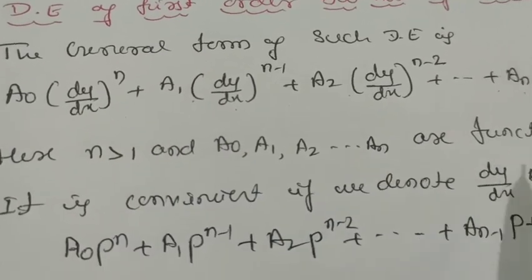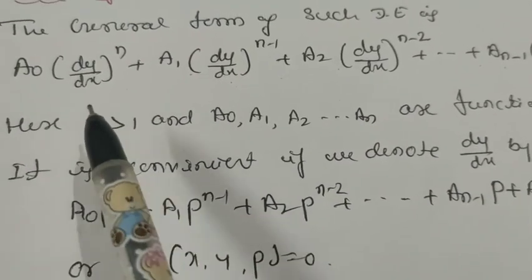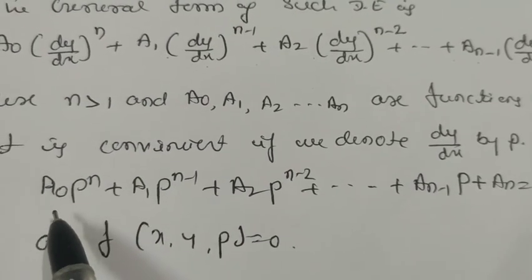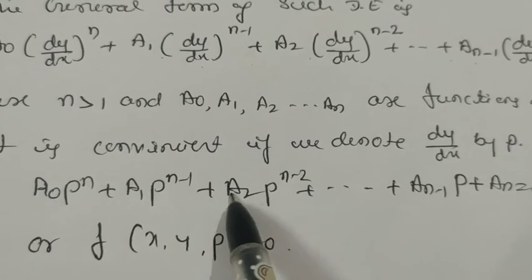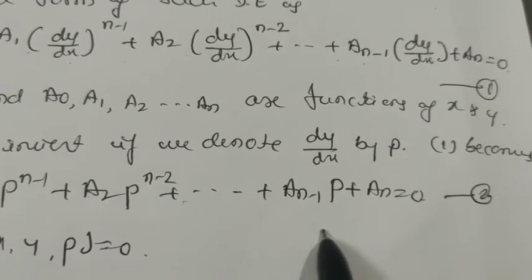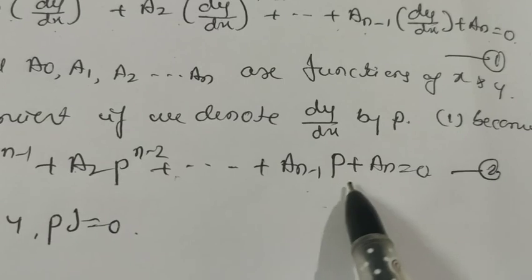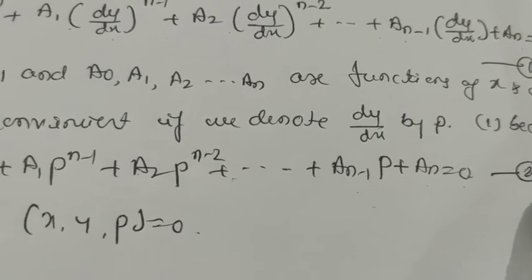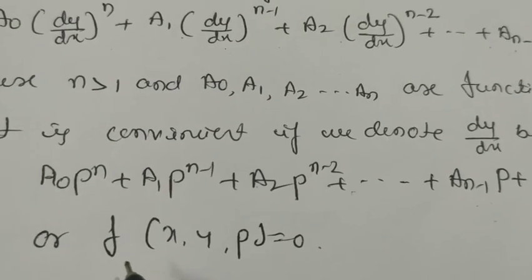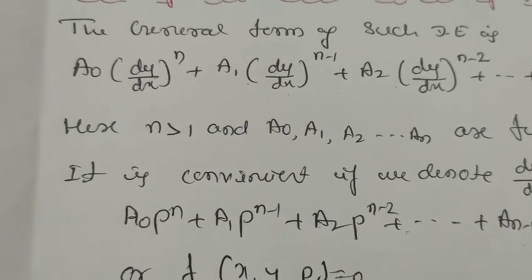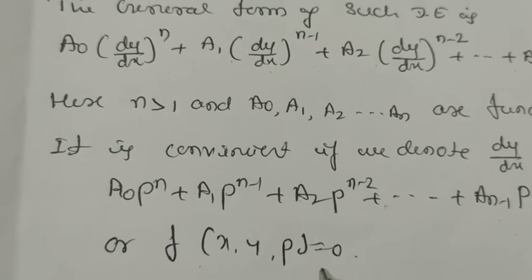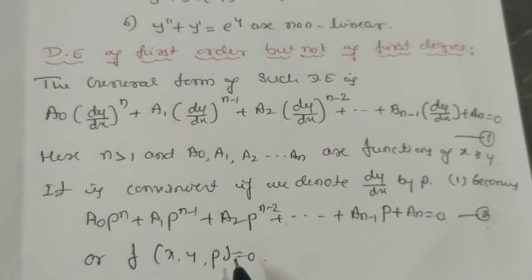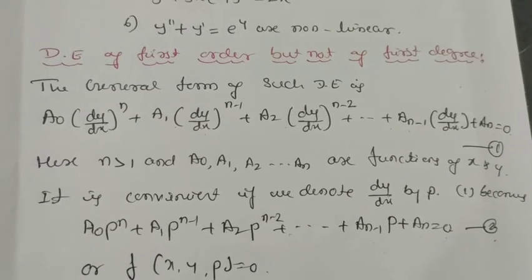are all constants. Suppose we write dy by dx as p, then it becomes simple to write. It is a0 p raised to n plus a1 p raised to n minus 1 plus a2 p raised to n minus 2 and so on, up to a(n minus 1) p plus an is equal to 0. This is the second form. Or we can also write it as a function of x, y and p. This type of equation is known as a differential equation of first order but not of first degree.